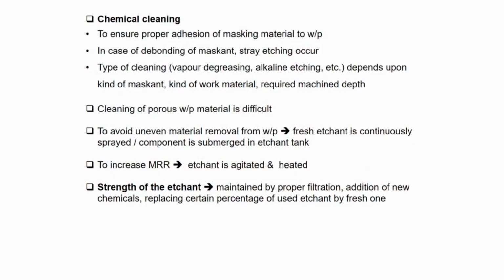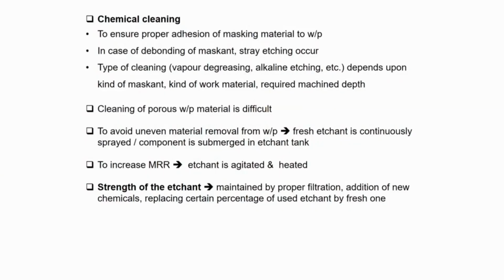So to increase the metal removal rate, the etchant is agitated and heated. The strength of the etchant is maintained by proper filtration, because the material removed during machining chemically dissolves into the etchant. So this is the difference between chemical machining and electrochemical machining.